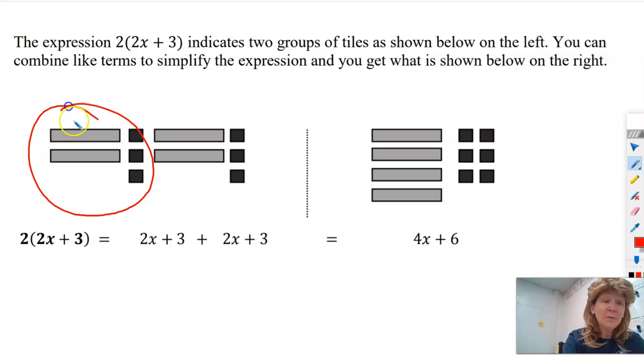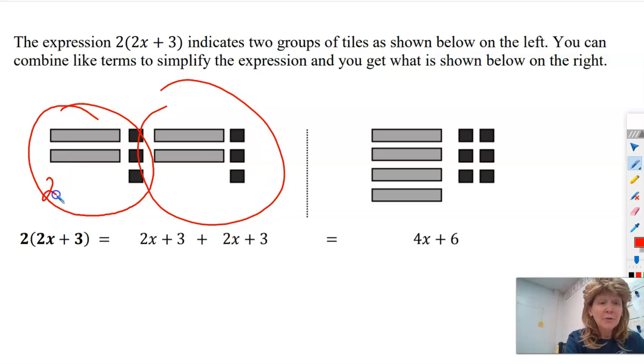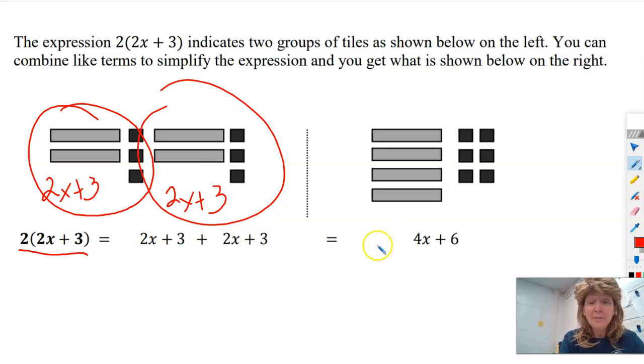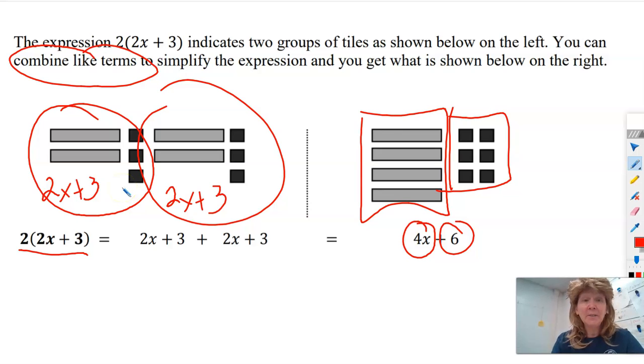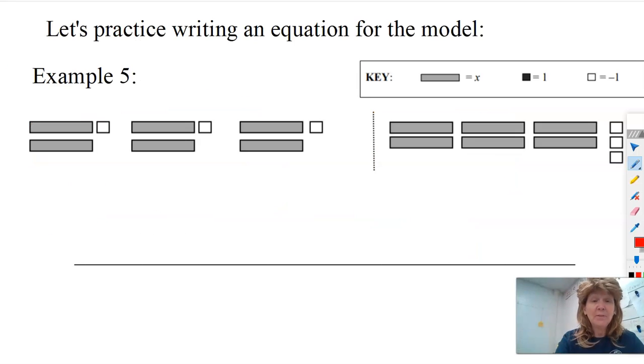Notice that I have two equal groups, and inside each group is 2x plus 3, and this is 2x plus 3. So I've got two groups of 2x plus 3. There they are written out. Then what I do is I group the 4x with the 6. There's my 4x's grouped together, and there's my 6 1's grouped together. So once I combine like terms, that's what the right-hand side looks like. The left-hand side looks like groups with parentheses, and the right-hand side looks like I've done some distributing and combining like terms.